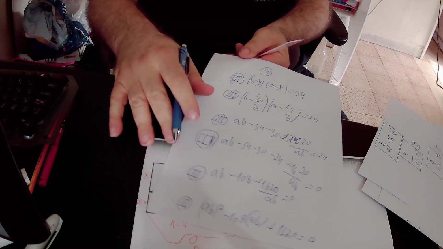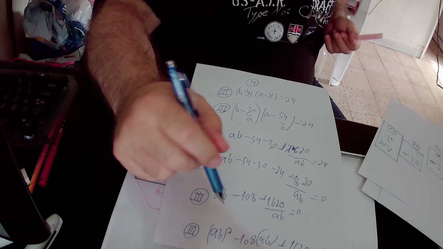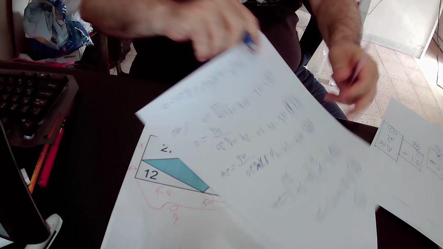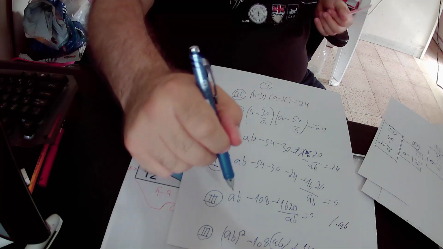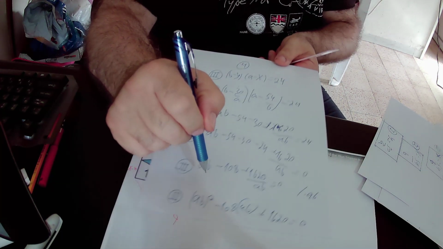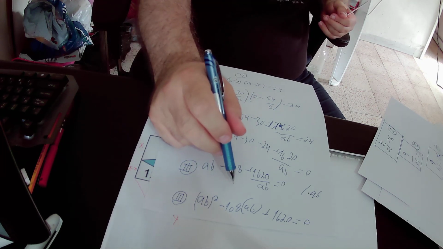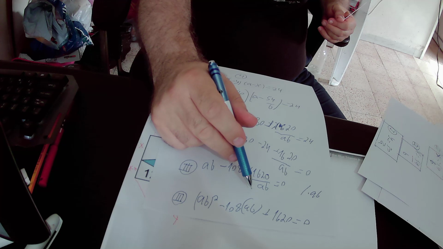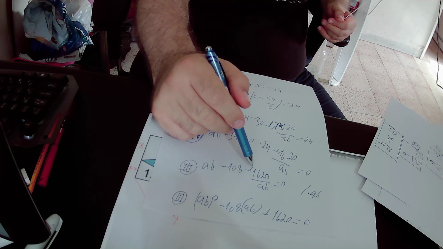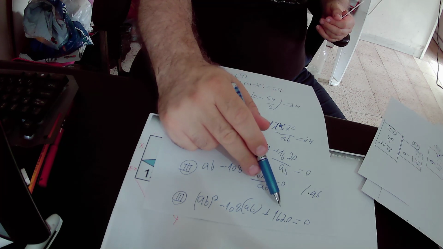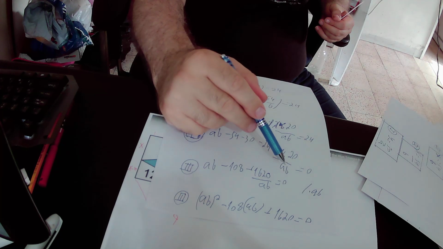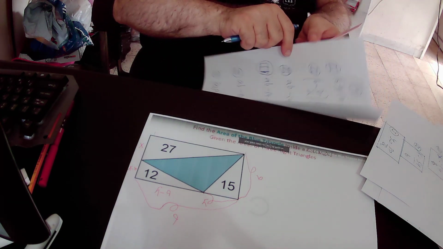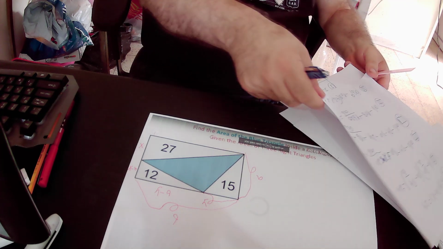Okay, I'll repeat again. We multiplied both sides of the equation by AB, and actually AB times AB equals AB squared, and negative 108 times AB is negative 108 AB, and 1620 over AB times AB is 1620, and AB times 0 equals 0. So we got a quadratic equation.